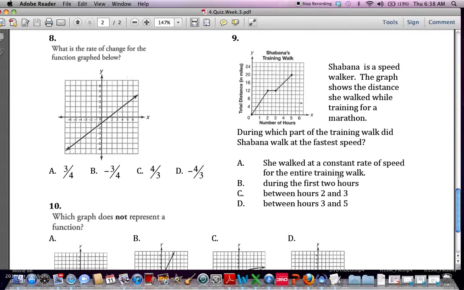A, she walked at a constant rate of speed for the entire training walk. B, during the first 2 hours. C, between hours 2 and 3. And D, between hours 3 and 5.